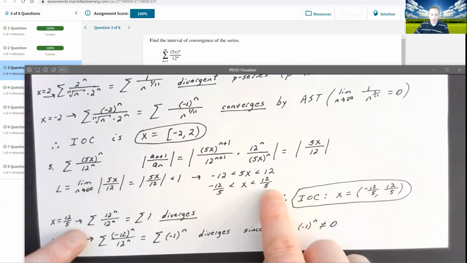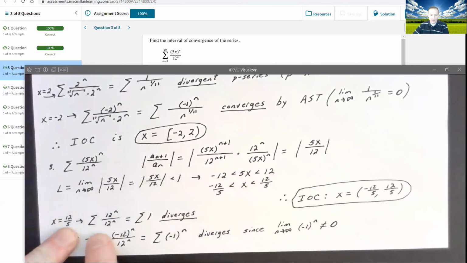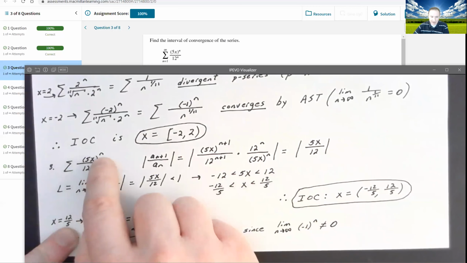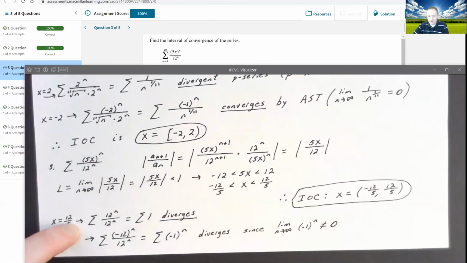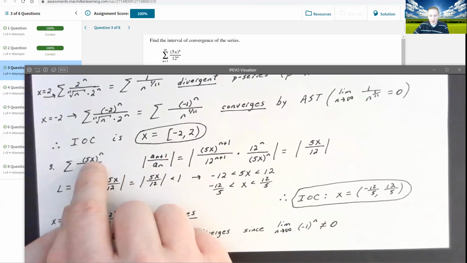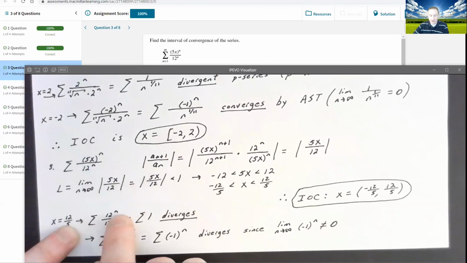I tested 12 over 5 here. When I put in 12 over 5, please keep in mind, you're just replacing x with 12 over 5. Well, 12 over 5 times 5 is going to give you a 12 to the n power up there. That's where that came from. 12 to the n over 12 to the n is just 1. Now, this would confuse a lot of people. It shouldn't.